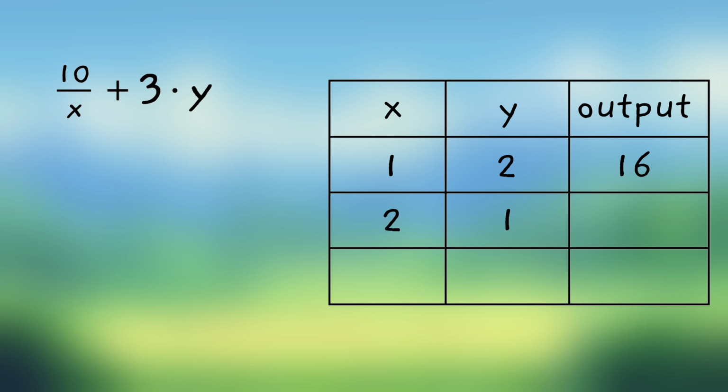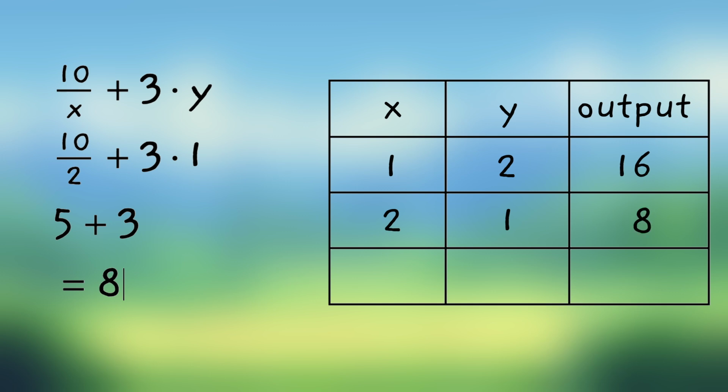Next, let's plug in 2 for x and 1 for y. That gives us 10 divided by 2, because we're plugging 2 in for x, plus 3 times 1, because we're plugging 1 in for y. This gives us 5 plus 3, which is equal to 8. So when we input 2 and 1, the output, or the value we get from this expression, is 8.